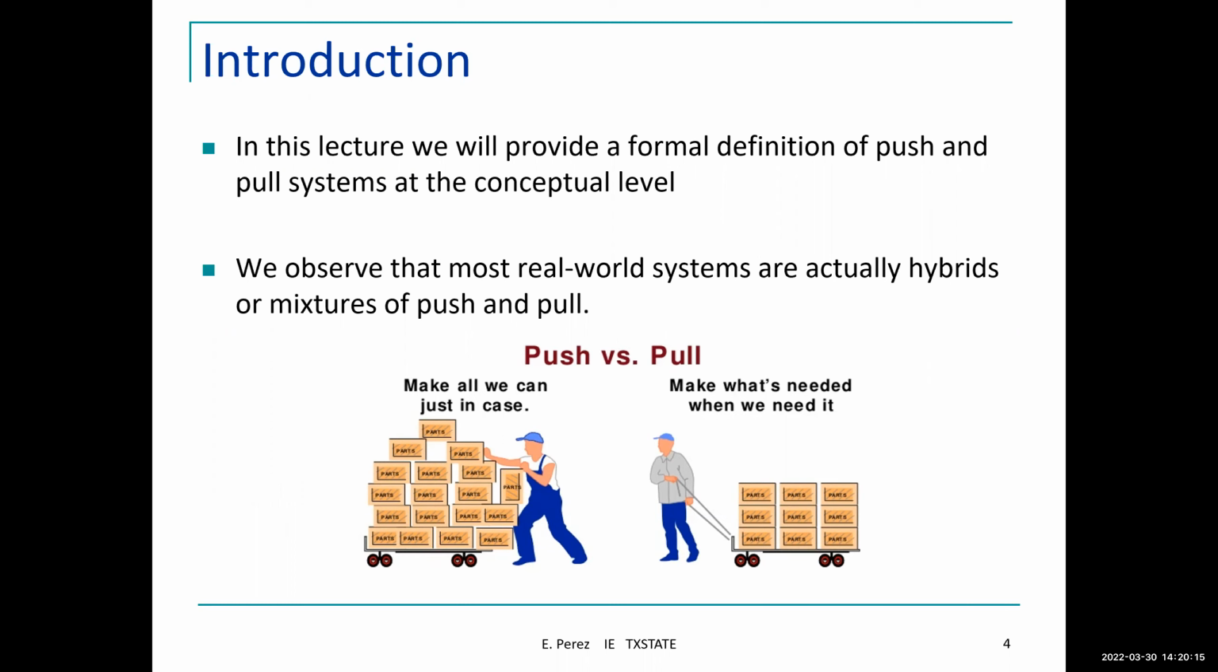The philosophy is illustrated in this figure. In the push system, we are basically producing as much as we can, and we store all this product, and we know that at some point that product is going to be sent to the customers, right? So we make as much as possible, we store it, and it has some benefits.